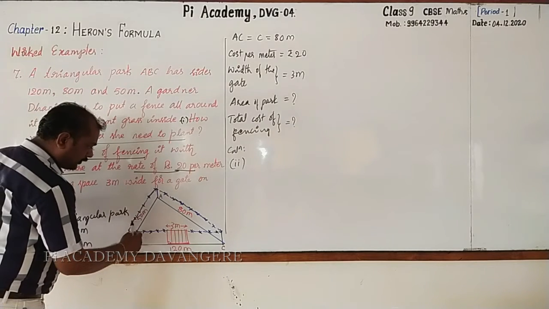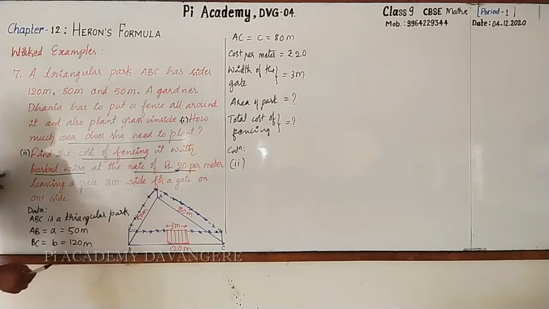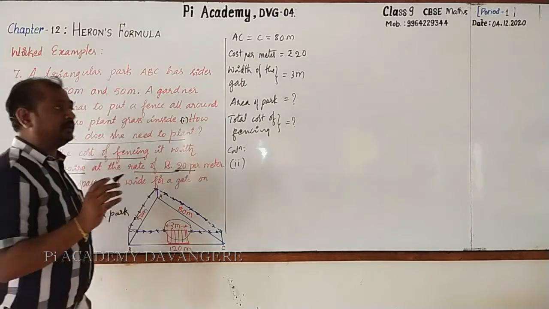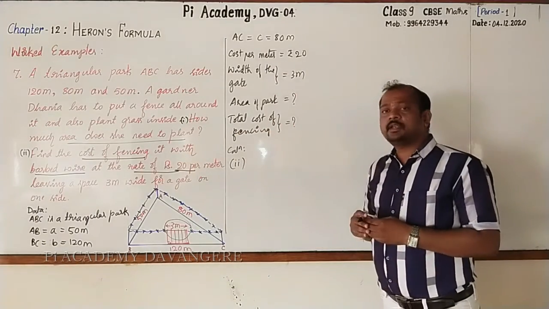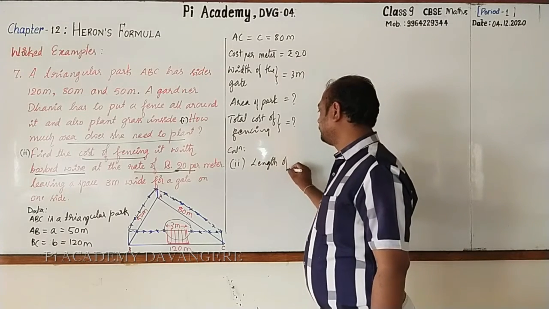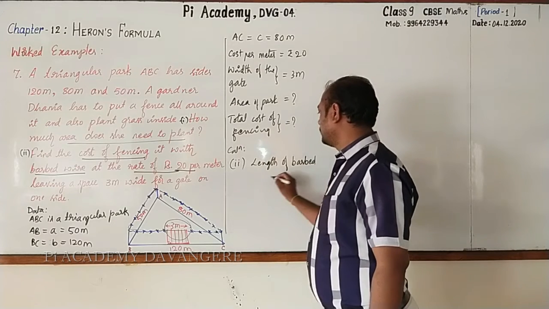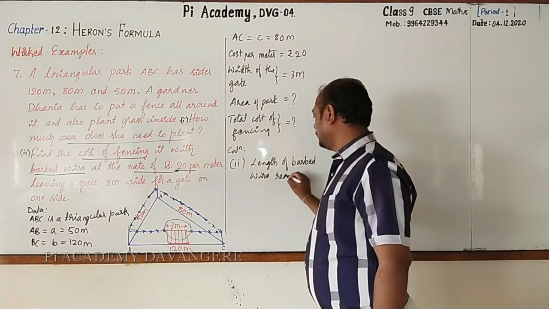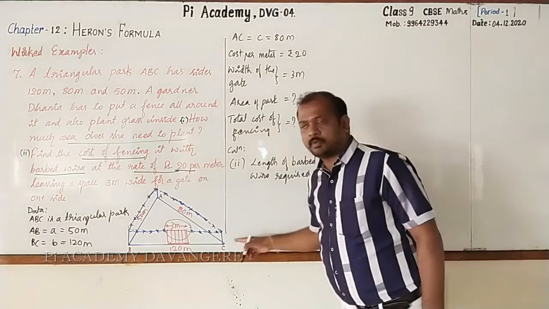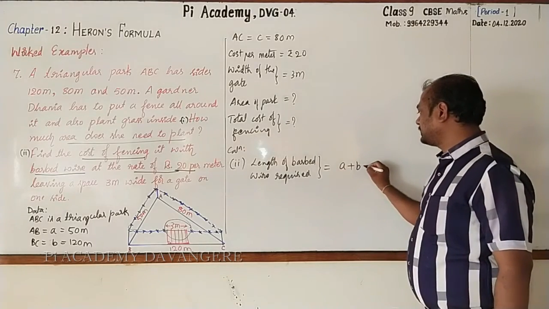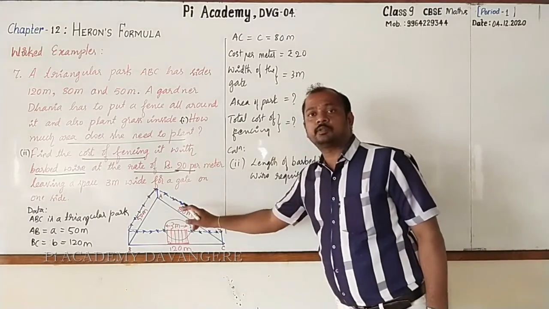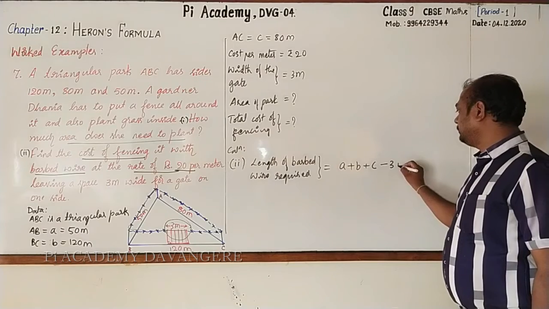That means, look here, for fencing, you can consider the perimeter of the triangular park. But in that, you have to leave 3 meter. That means 3 meters should be subtracted. Then what is the length of the barbed wire required? Here I write, length of barbed wire required. This is equal to, look here. We need the sum of all the three sides, that is A plus B plus C. In that 3 meters should not be considered because it will be used for the gate. Hence I will write 3 meter.